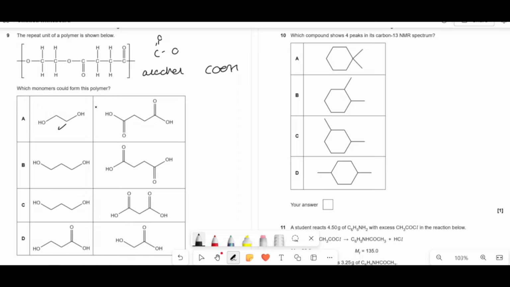So this is 2 carbons, it's a diol, so that's good. And then, well, there's two carboxylic acid groups, remember, so 1, 2, 3, 4, 2 carboxylic acids. That's looking pretty good too. So it's probably going to be, it is just A.